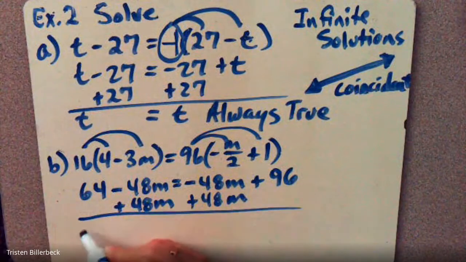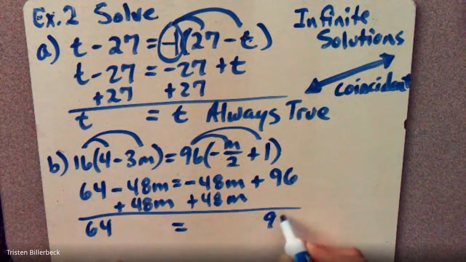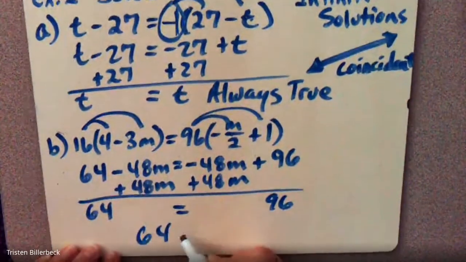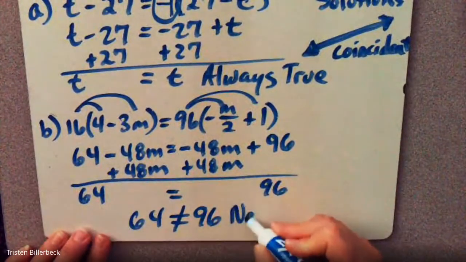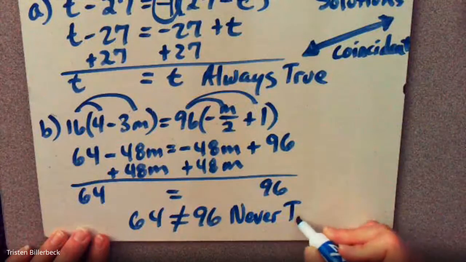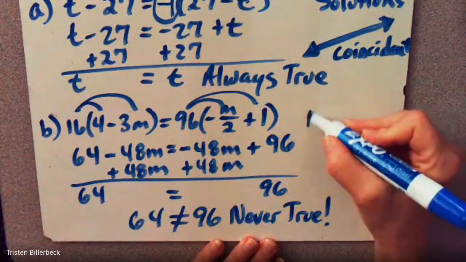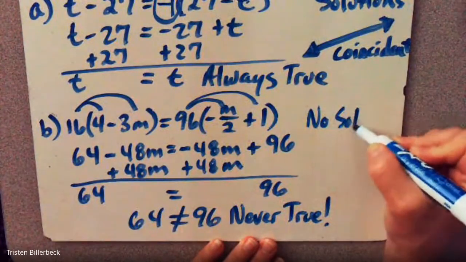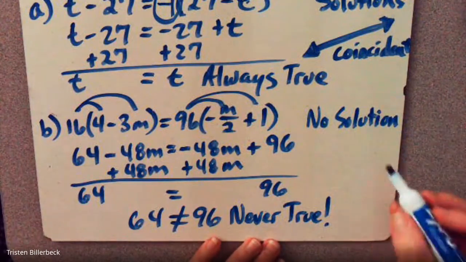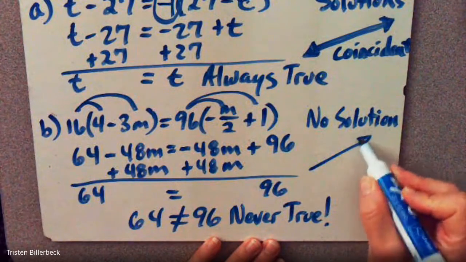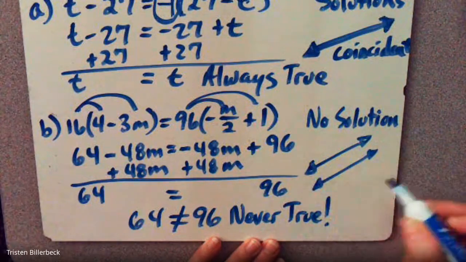So if we add 48m to both sides, we are going to have something strange. 64 equals 96. Well, 64 does not equal 96. That is never true. So in this case, we have no solution. And what that looks like in a linear system is parallel lines. So when we get to that, we're going to see parallel lines that never intersect.